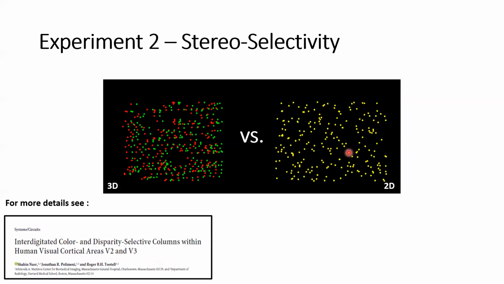During experiment 2, we localized the stereoselective areas in our subjects based on the response evoked by 3D versus 2D stimuli generated by random dot stereograms. Subjects saw the stimuli through red and green filters. For further details, you can go to this paper.